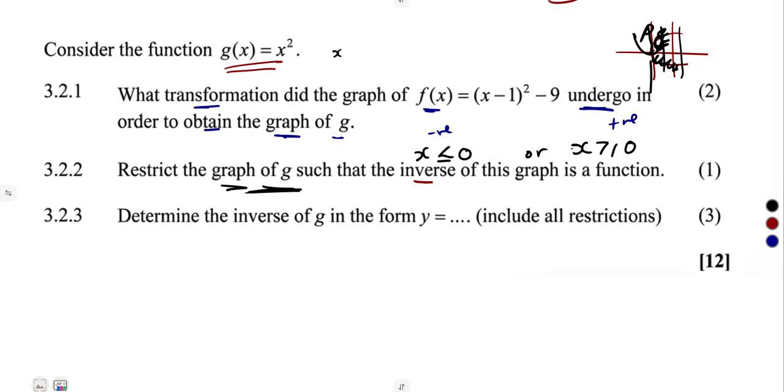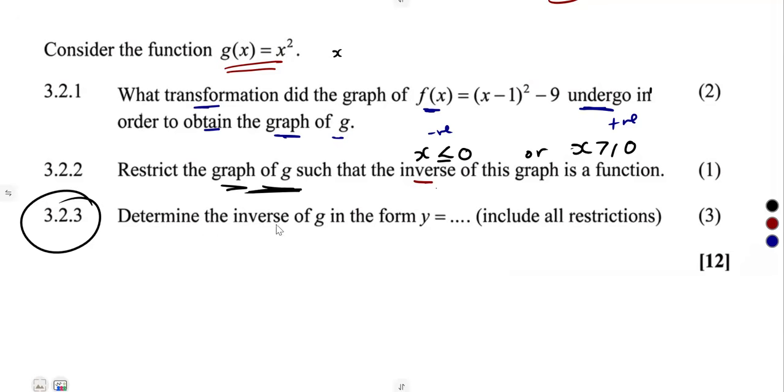Because if you work with both sets of x values here, you now have both y values on your inverse. Here I'm talking about the inverse. So you restrict it back to when it was g(x) before its inverse. All right.